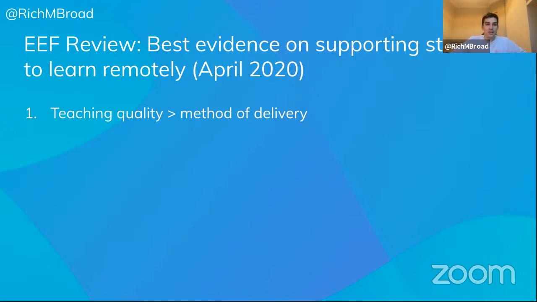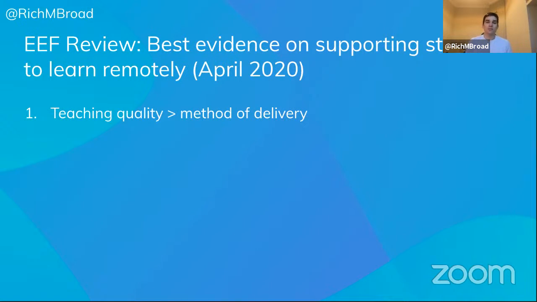So the first, and I think very reassuring suggestion in the review, is that teaching quality is more important than how a lesson is delivered. So pupils can still learn through remote learning, which I personally find really reassuring. Obviously, in my opinion, it is still not as good as being in the classroom, but there is still learning that can happen, and students can still benefit and progress through remote learning. The recommendation basically talks about how high quality teaching is high quality teaching, no matter how you deliver it.